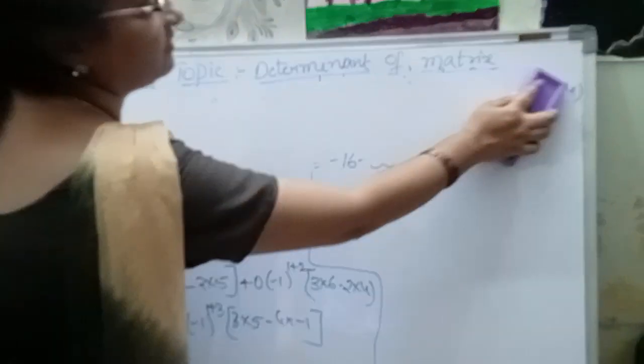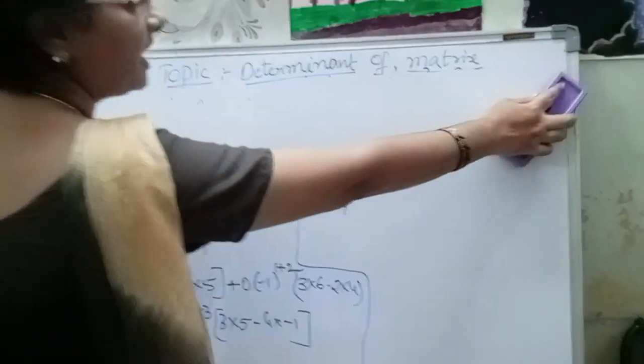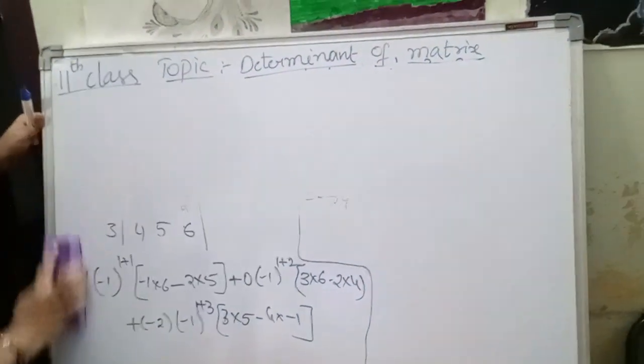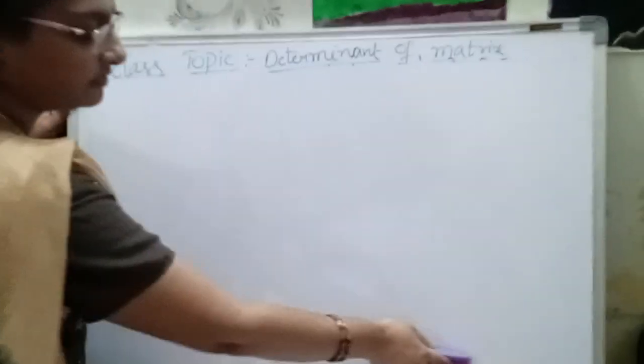In this video, what have we learned? We have learned how to find the determinant. Before finding the determinant, what did we do? We found the minors of the matrix and the cofactors of the elements.